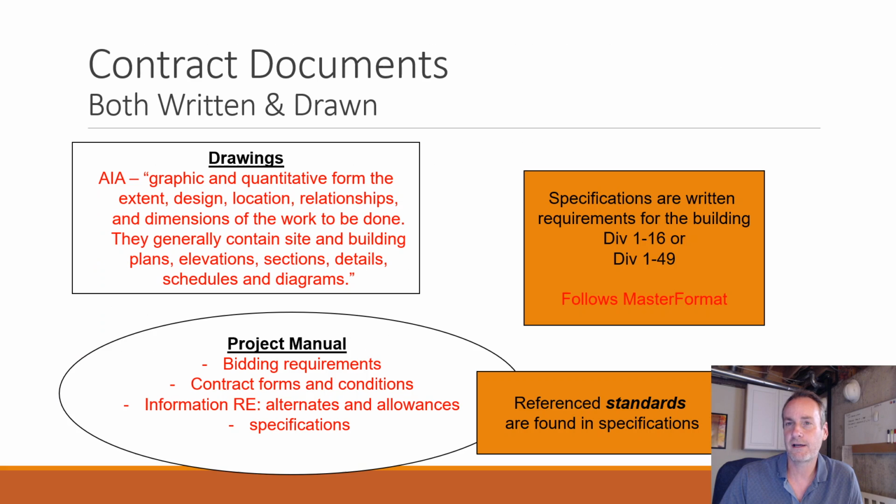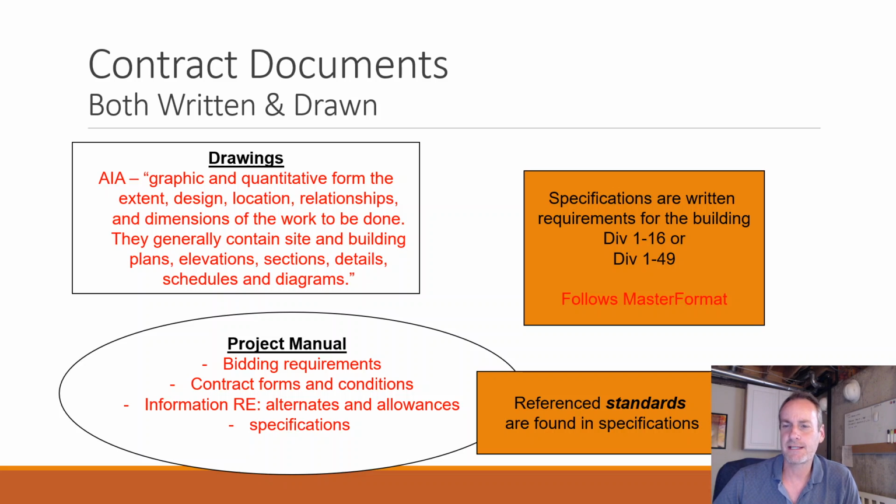So let's dive right in and start with this whole idea of contract documents. When we talk about contract documents, there can be two different types, either written or drawn. Drawn is what you think of when you open up a big set of plans, and those plans will have things like elevation sections or plan view sections, like a bird's eye view looking down on the building with all the dimensions and different parts and pieces called out.